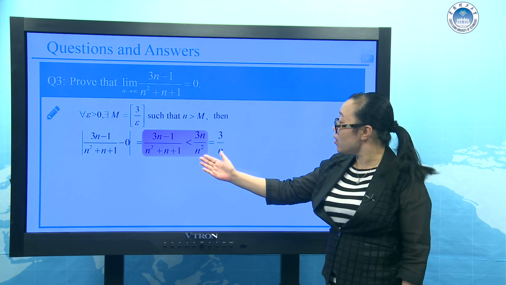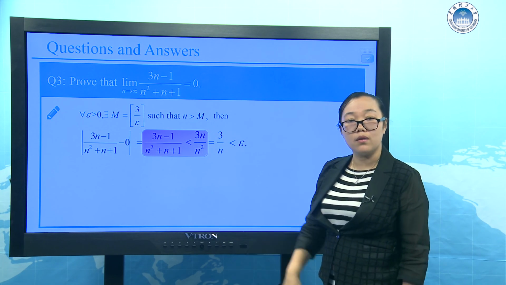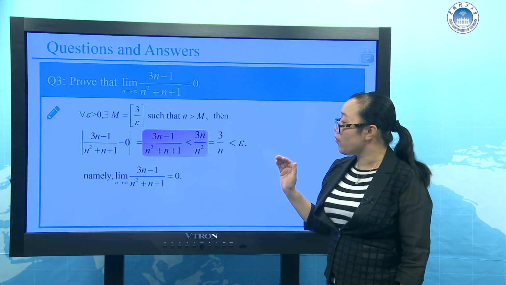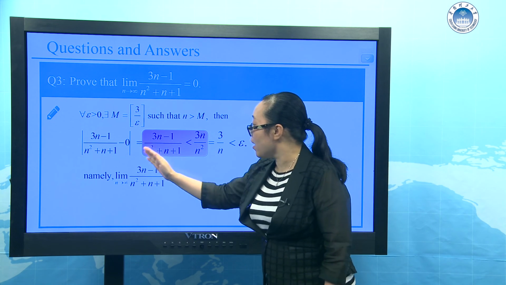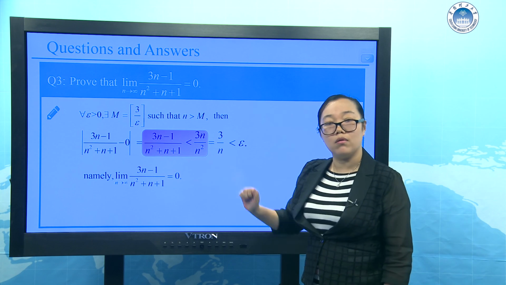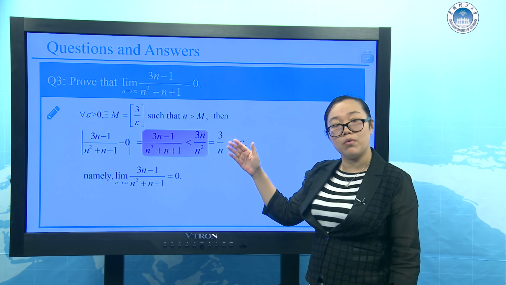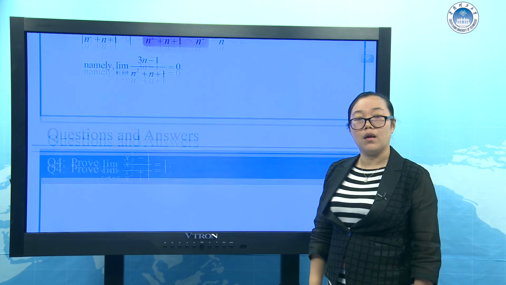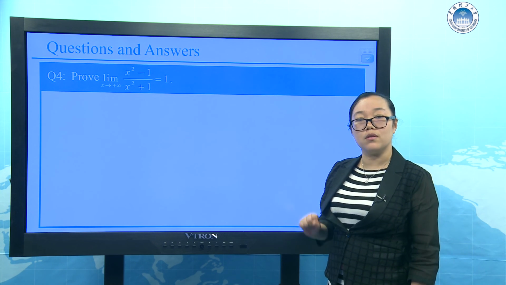Pay attention to this expression, and then we have 3 over n less than epsilon, so we will have the limit of a_n equals L. Try to understand this expression and the proof process. Now look at the final question.